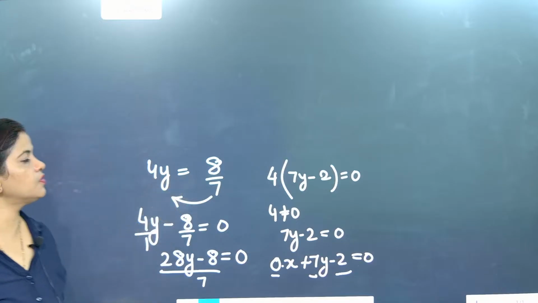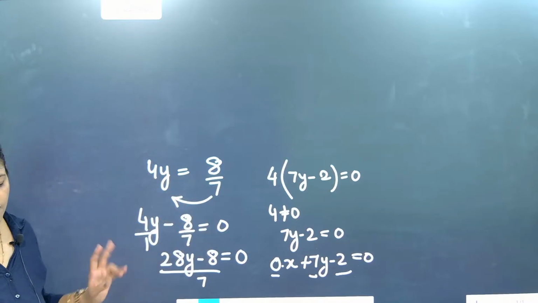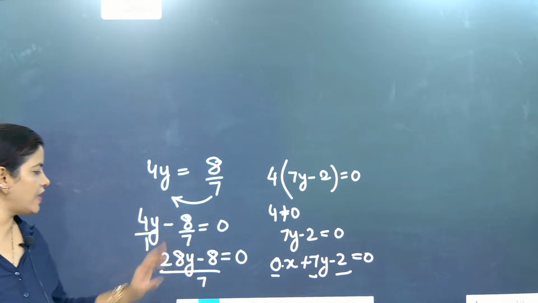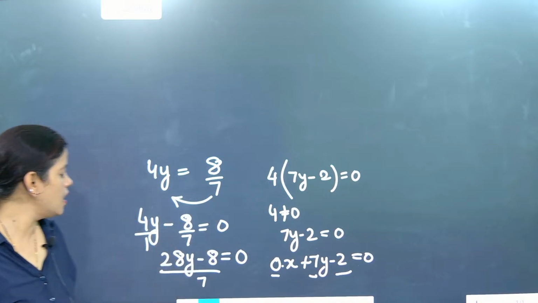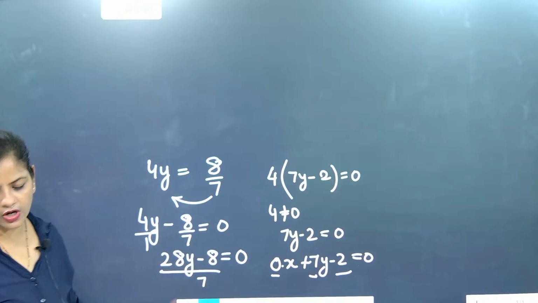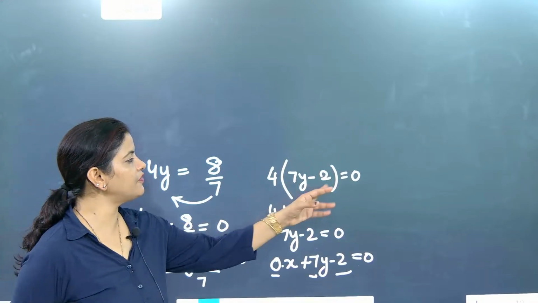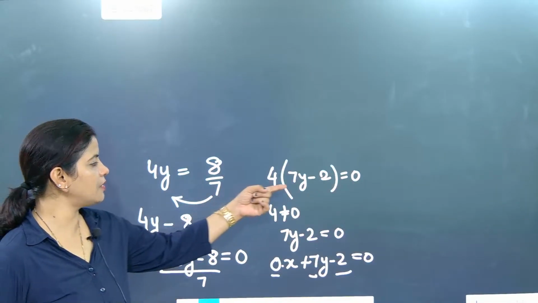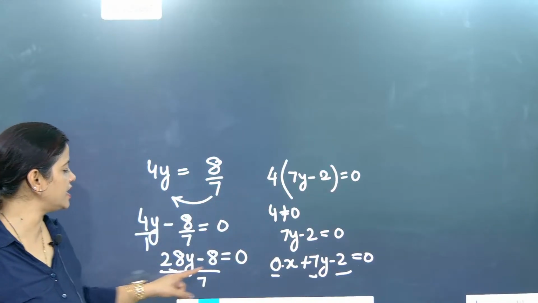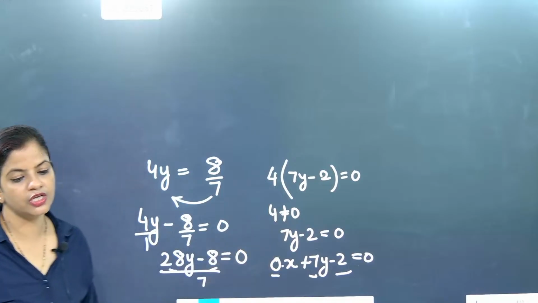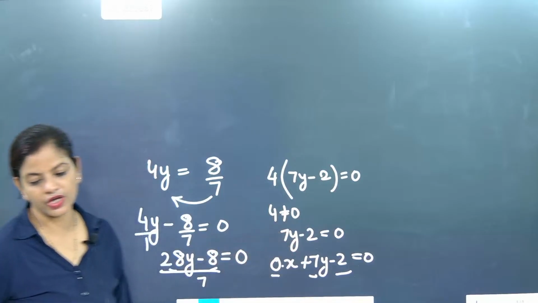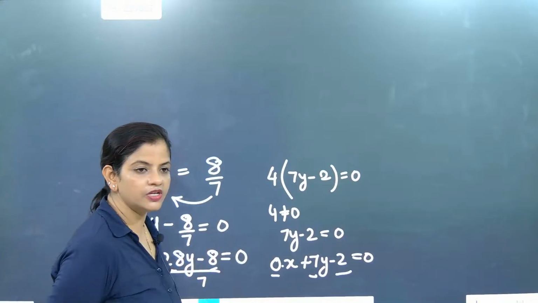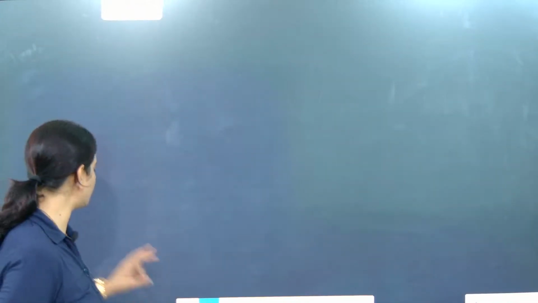So, 4y is equal to 8 by 7. Shifted 8 by 7 this side: 4y minus 8 by 7 equal to 0. After that, 7 will go and multiply, 28y minus 8 equal to 0. After this, I have taken 4 common from 28 and 8, so it is 4 times 7y minus 2 equal to 0. 4 is not equal to 0, so 7y minus 2 equal to 0, and then solving becomes easy for us. I hope you understood this one. Now, we'll go for the next one.